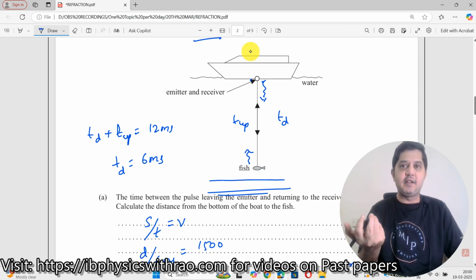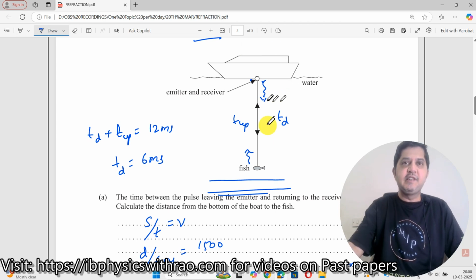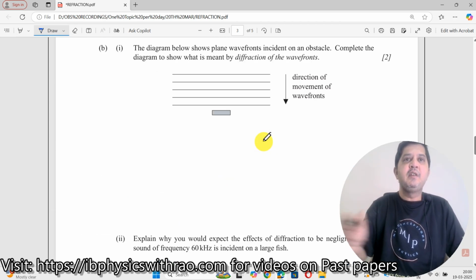Okay, it need not get reflected. Okay, I should see through it. Now this question is about diffraction. Now we need to draw the wavefronts for this. This is for 2 marks over here.